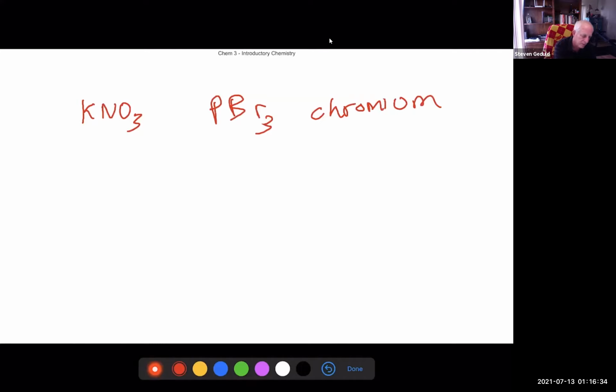This compound here, potassium nitrate, is it ionic, covalent, or metallic? Which one would it be? Any takers? So it'll be either ionic, covalent, or metallic.